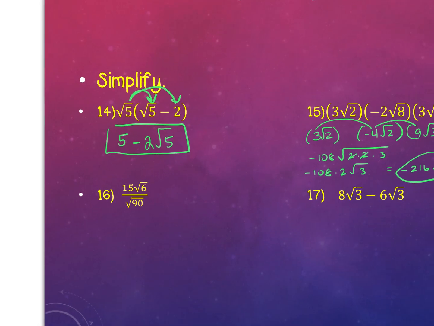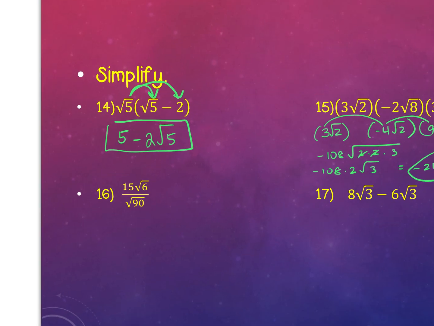Now when I get to 15, again, notice I got that denominator, so I'm going to start simplifying my radicals as best as possible, right? So my square root of 90, I'm going to do square root of 9 times square root of 10, and I'm going to get 15 radical 6. Square root of 9 is 3, and square root of 10.